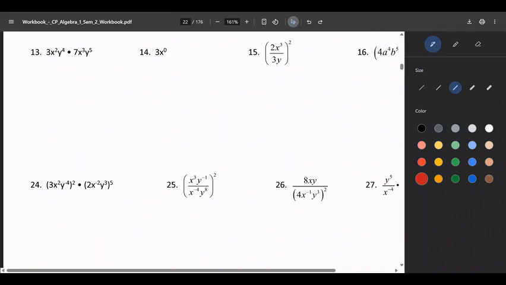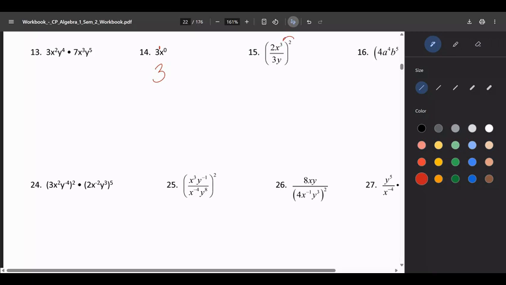Here's a couple exponent property problems that you might find confusing. Looking at number 14, we have to remember that the 0 next to the x only applies to the x. The 3 actually has an exponent of 1, so this one can be simplified to 3. And since x to the 0 is 1, that'd be 3 times 1, which is just 3.